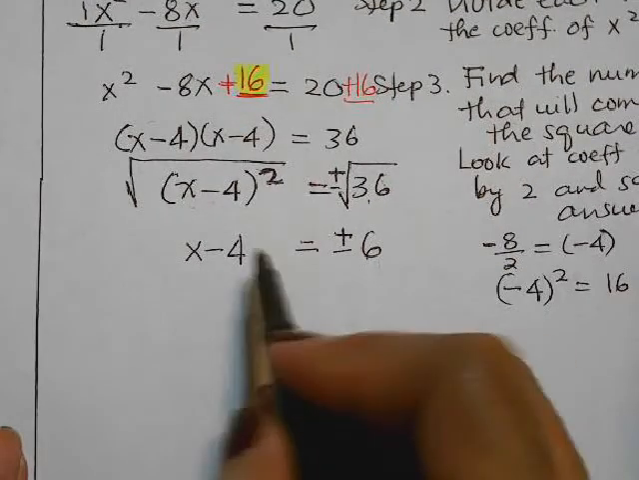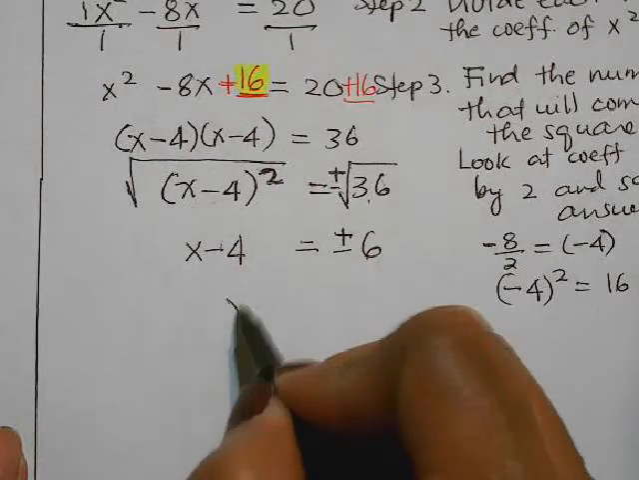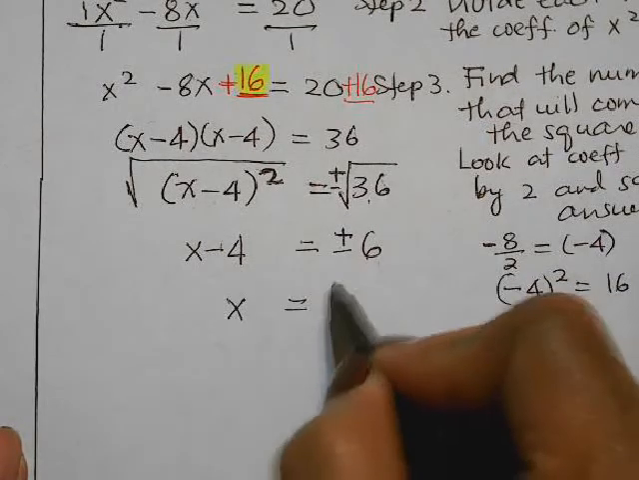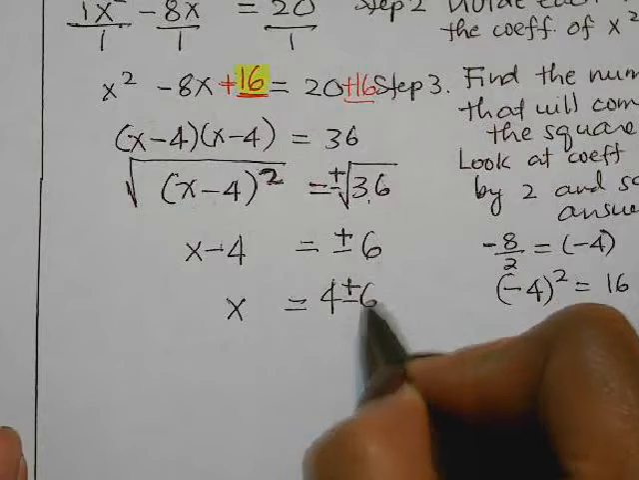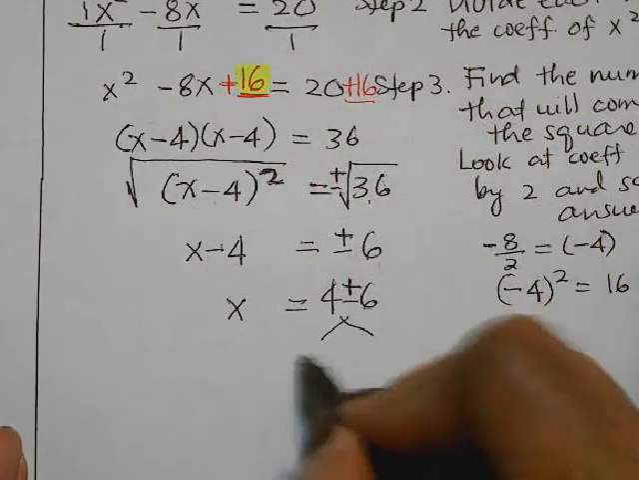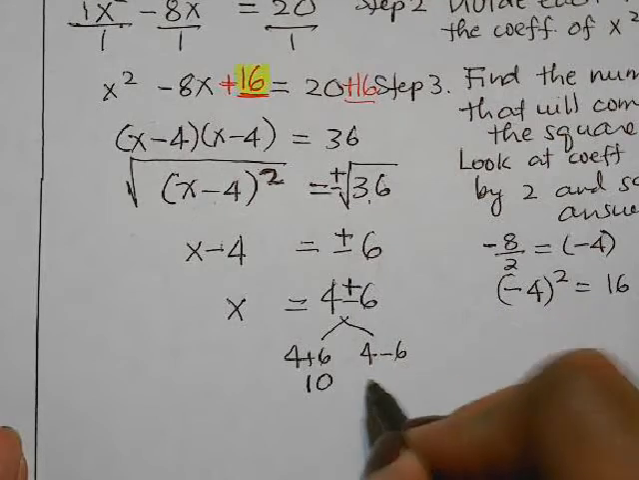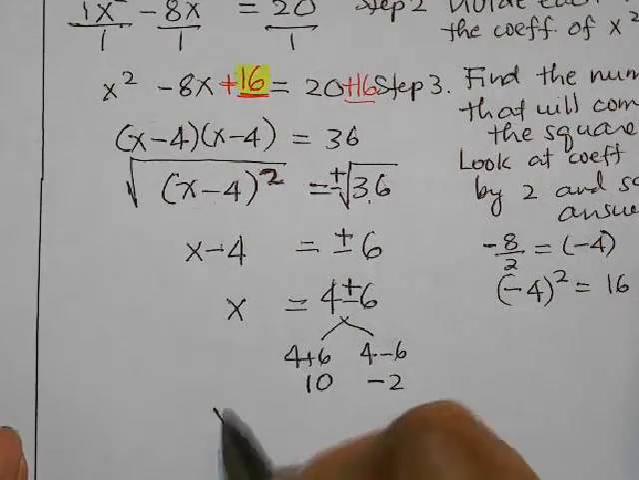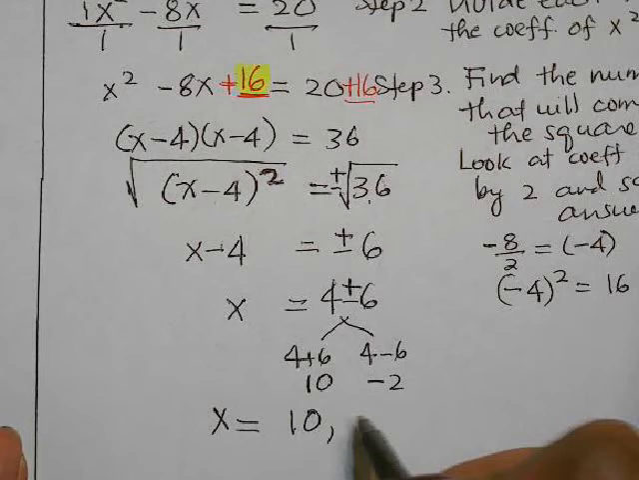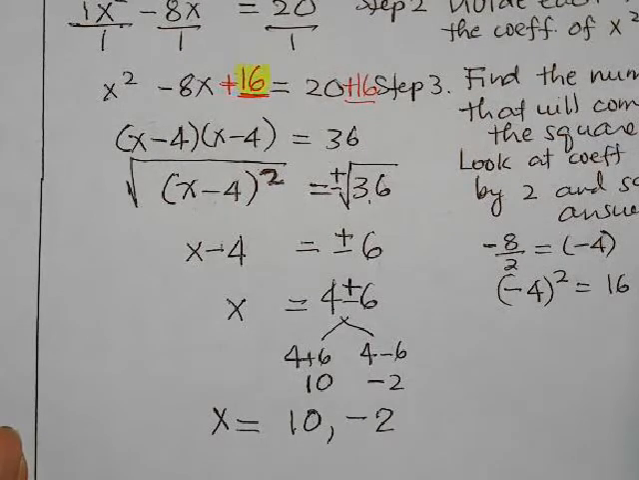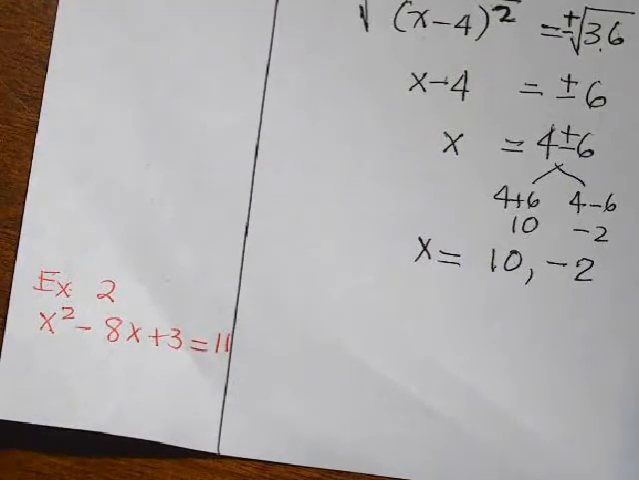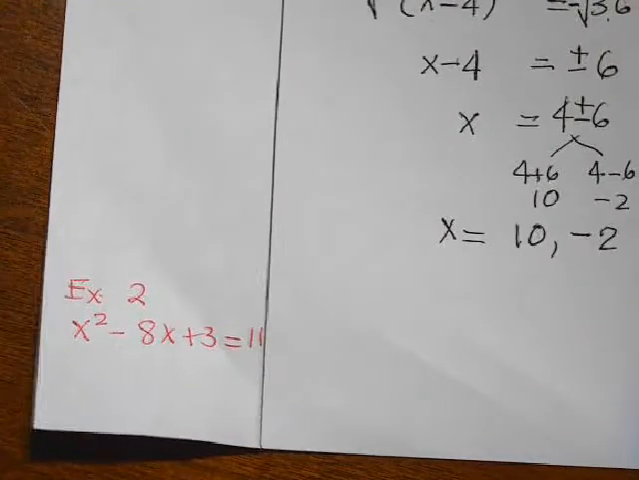The next step, you just move this to the other side, leave x here. That becomes positive 4 plus and minus 6. So your answer will be 4 plus 6 is 10, 4 minus 6 is negative 2. So your answers are 10 and negative 2. You can check that later. I taught you how to check. Can you solve this using the same method? And I will see you on the next video.